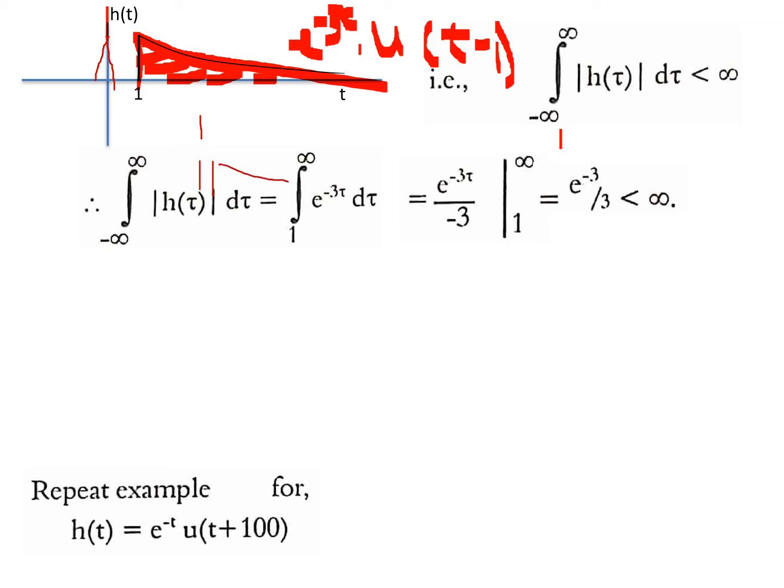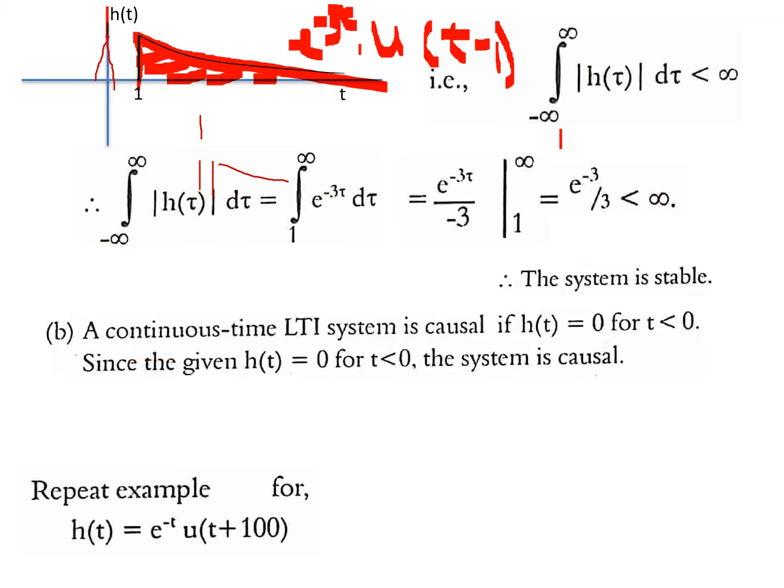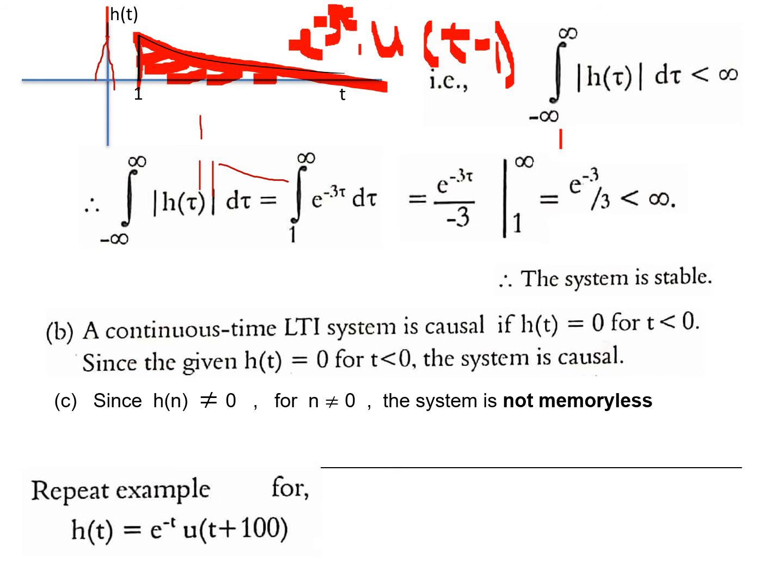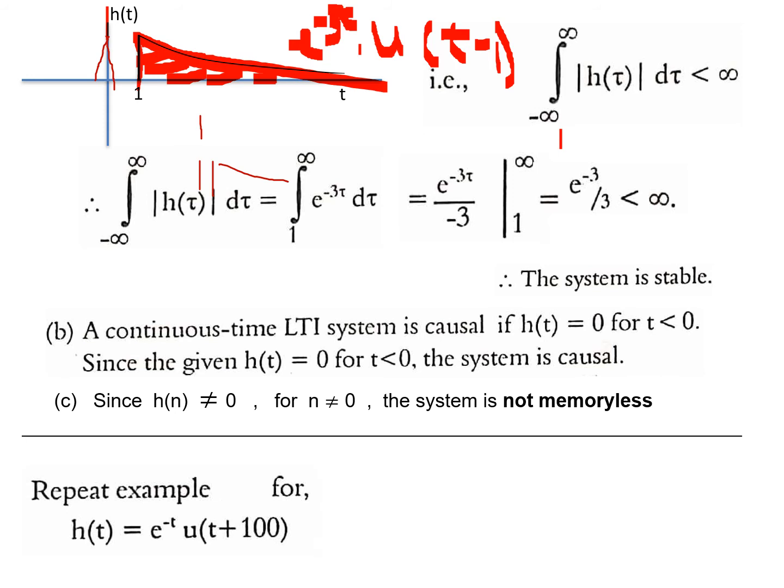And what about the causality property? Since this system is not starting before the application of the impulse, because output starts only after t is equal to 0, this system is non-anticipatory because h of t is equal to 0 for t less than 0. That means this system is causal and this system has memory. You can see the explanation for that. Both explanations are given here: it has memory and it is causal.